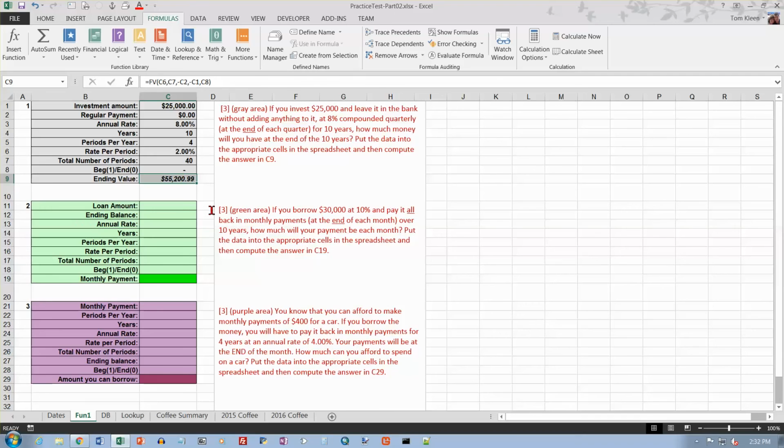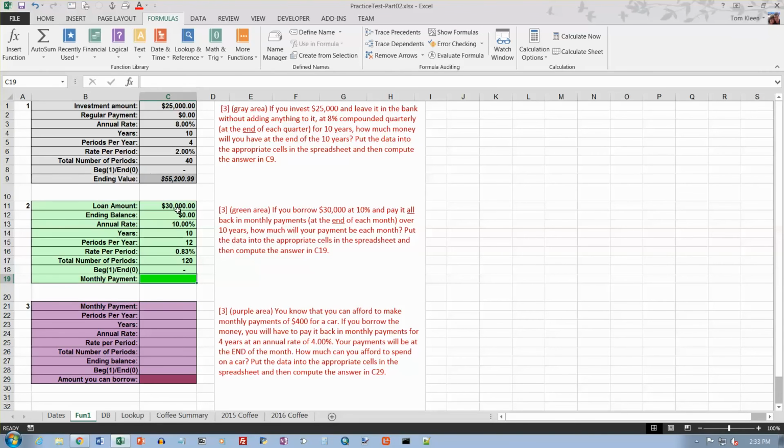You borrow 30,000, so that's going to be the present value, and the ending balance on a loan is 0, and the annual rate is 10%. I've already got that formatted as percent, so you can just type in 10. The number of years is 10 years, and we're doing monthly payments, so it's going to be 12 periods per year. Now the rate per period, we've got to do that calculation. It's going to be the 10% divided by the number of periods per year, and the total number of periods is going to be the number of years multiplied by the periods per year, so that should be 120. And we're doing this at the end of the month, so we put a 0 there.